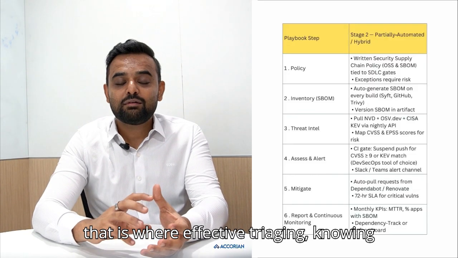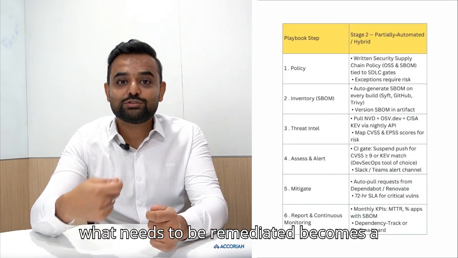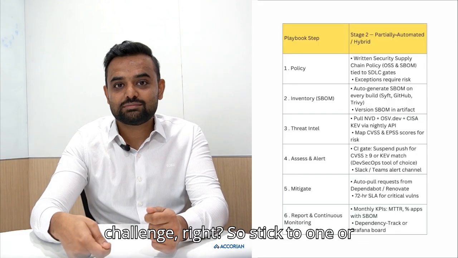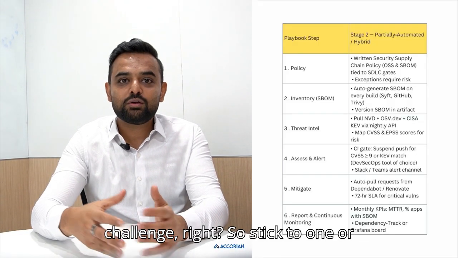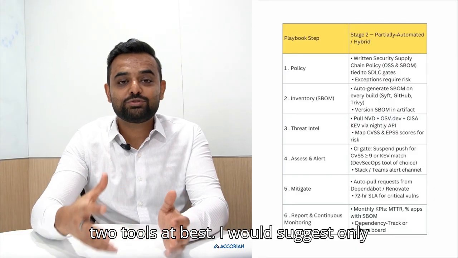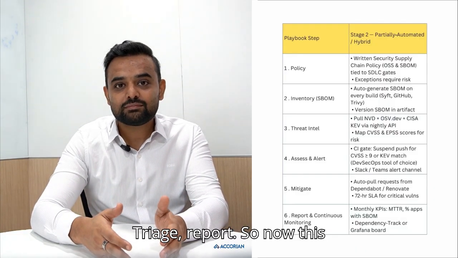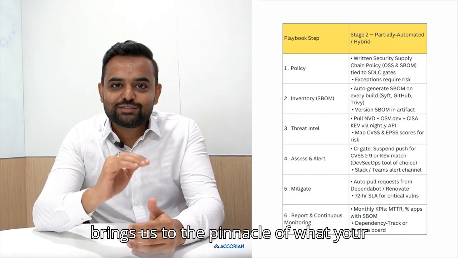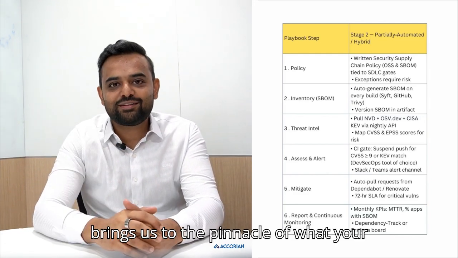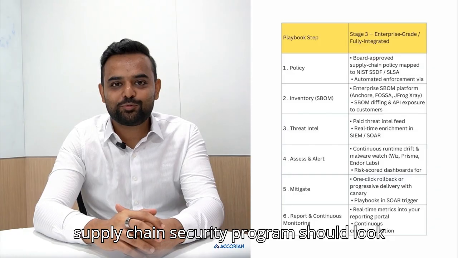And that is where effective triaging, knowing what needs to be remediated, becomes a challenge, right? So stick to 1 or 2 tools at best. I would suggest only 1 tool for each category. Triage, report. So now this brings us to the pinnacle of what your supply chain security program should look like.